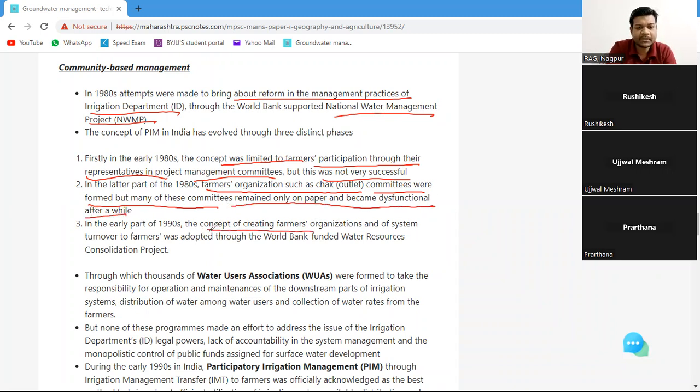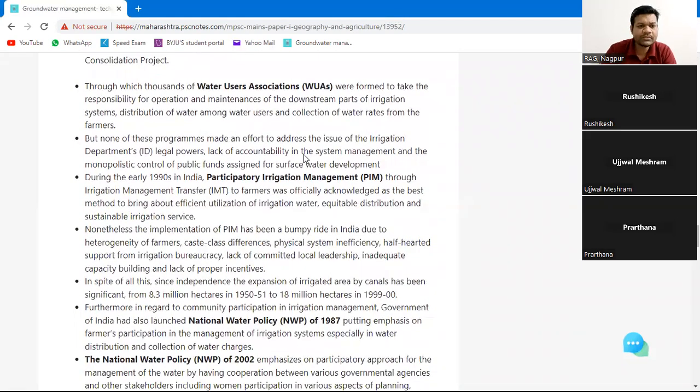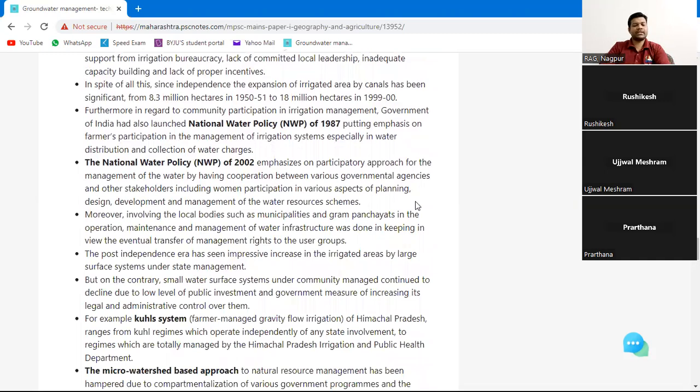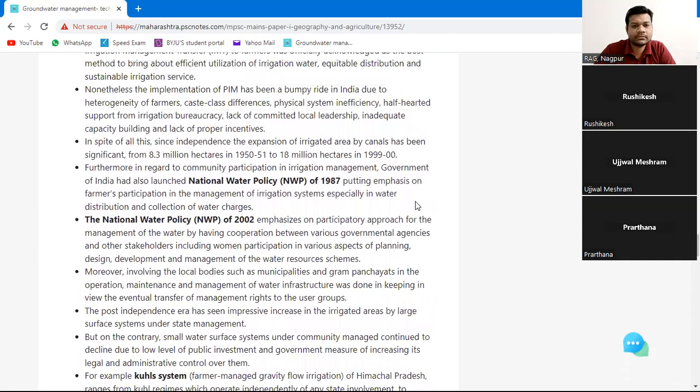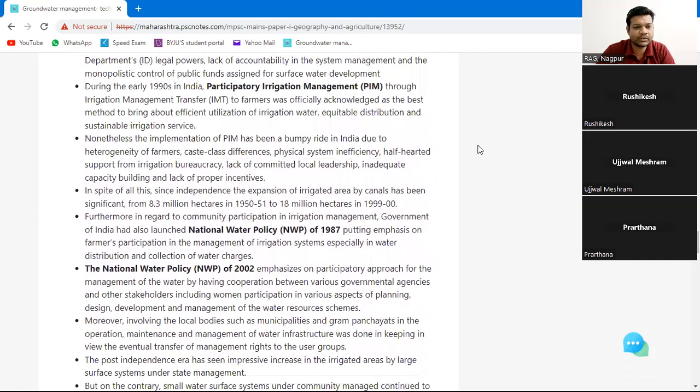The concept of creating farmers' organizations and system turnover was adopted through the World Bank funded Water Resource Consolidation Project. These are some of the projects launched by the government just to have community participation in groundwater management, but nothing was worthwhile.